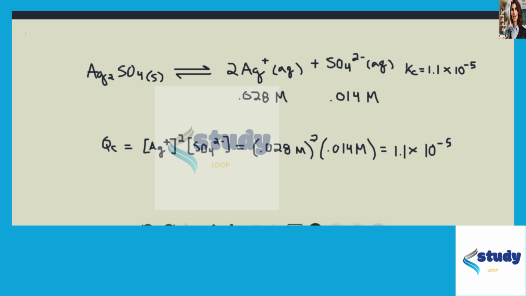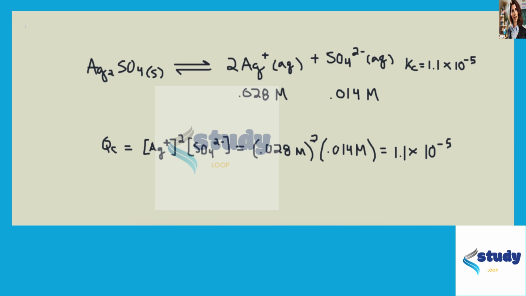Okay, this question says silver sulfate dissolves in water according to this reaction and tells us that the equilibrium constant with respect to concentration for this reaction is 1.1 times 10 to the negative fifth at 298 Kelvin. Then it tells us that we have a 1.5 liter solution containing 6.55 grams of dissolved silver sulfate. And then it asks us if we add additional silver sulfate, will it dissolve?